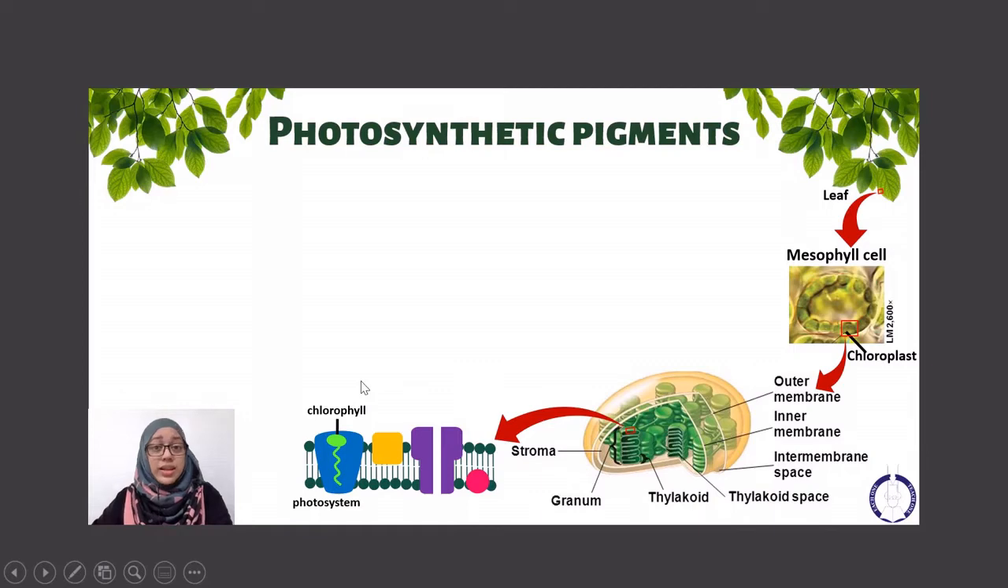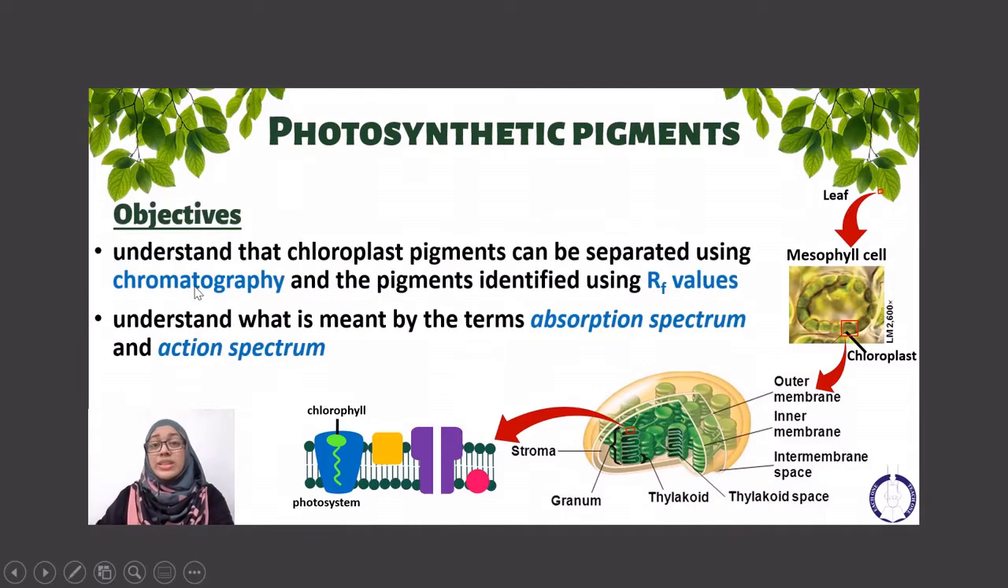So as I do that, my focus would be to help you understand that the chloroplast pigments can be separated by using chromatography and how you could identify these pigments by using their RF values. We'll also be looking at these two terms, the absorption spectrum and the action spectrum, and you're expected to know how to differentiate between these two terms, identify which is which, demonstrating your understanding of these two terms. So let's start by talking about these photosynthetic pigments.